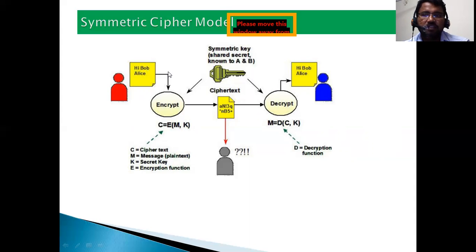She is going to send this message to the encryption algorithm. Consider the encryption algorithm E, which takes two inputs, M comma K. M means the message, whatever message we have entered, and K is the secret key, which is shared by both the users A and B.